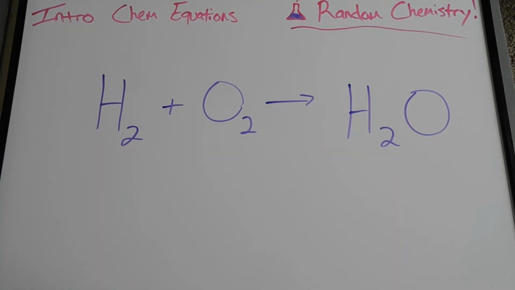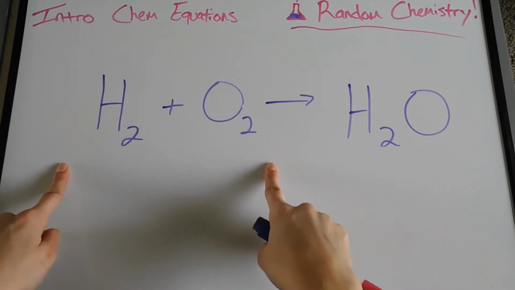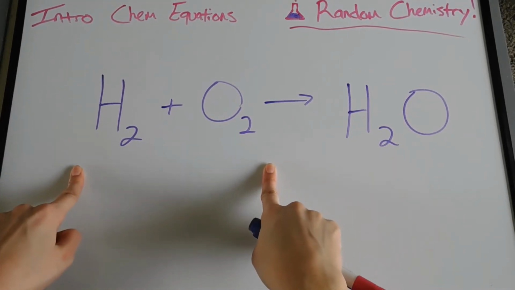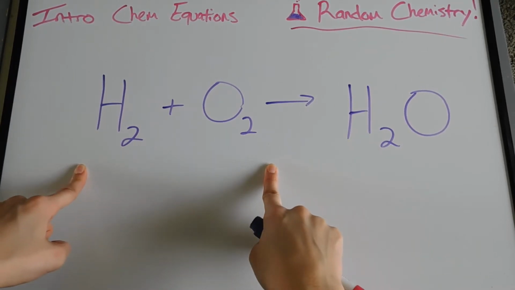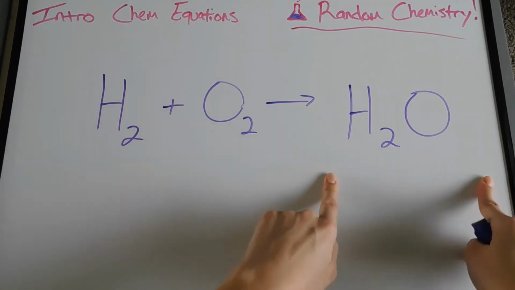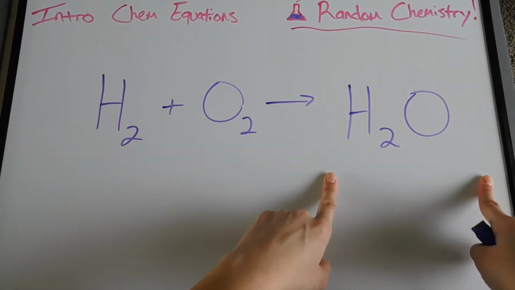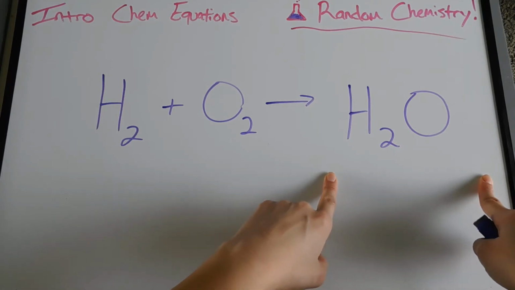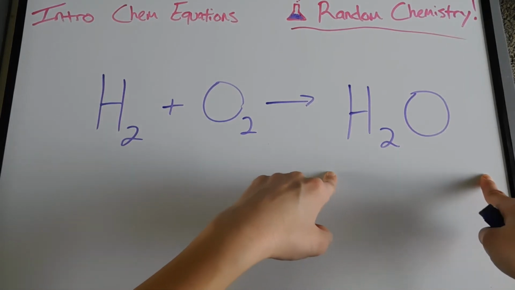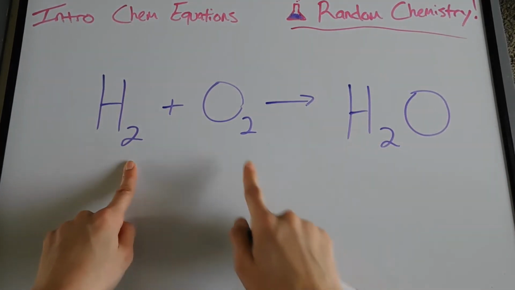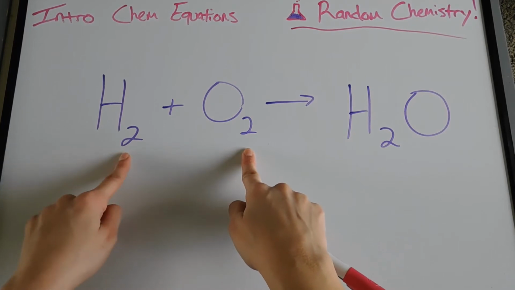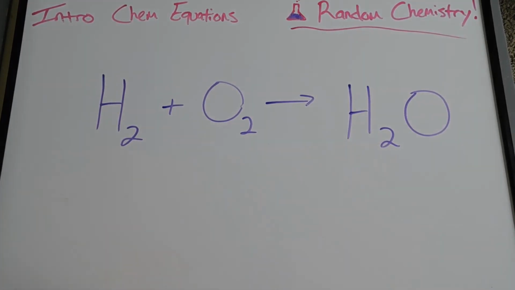Alright, so now let's cover some key definitions. Reactants. Everything on the left side of the arrow are called reactants. So in this equation, hydrogen and oxygen are the reactants. Everything on the right side of the arrow are called products. So in this equation, H2O, or water, is the product. Subscripts. These numbers to the bottom right in the formulas are called subscripts, and they indicate how many of a particular atom is in that formula.